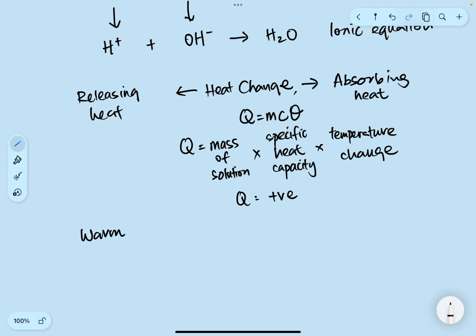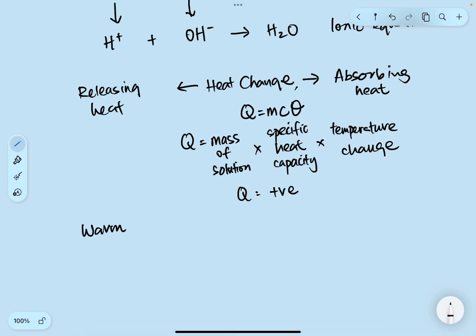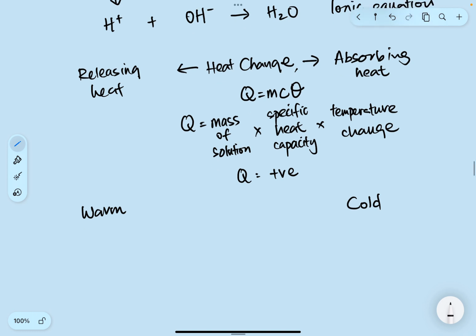Of course, some of them you might feel hot, but to chemistry, we only get the idea that this reaction is releasing heat to the surroundings. On the other hand, when the reaction is absorbing heat from the surroundings, it should feel cold. So that's the concept. Now, what comes next is the things that you need to do.